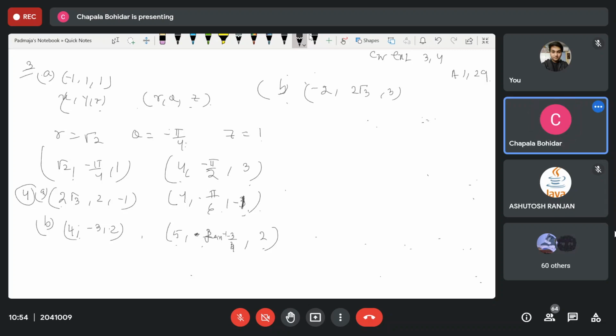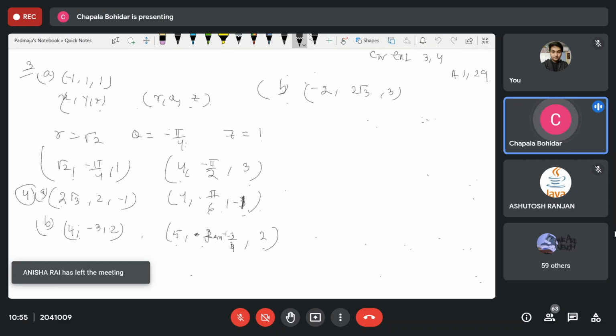It is given, your 1 and 29. 29, let me see. Yes, 29 is the same as your example. Only here it is given the functional value xz. So you can convert it to the polar form and you can easily solve the problem. For xz, you can convert x as r cos theta, z as it is, then you can solve your problem.